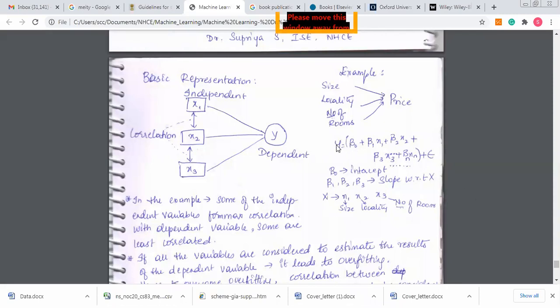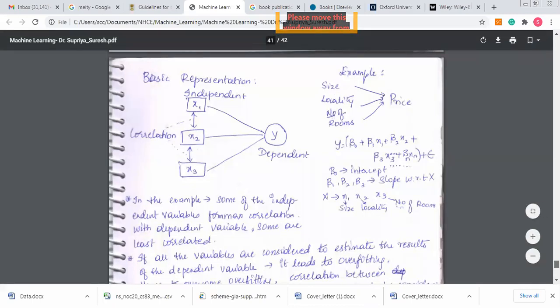So when I'm writing this as an equation, I'll write y is equal to beta 0 plus beta 1 into x1 plus beta 2 into x2 plus beta 3 into x3 plus beta n into xn plus epsilon, where beta 0 is the intercept. We know the equation of the line, or the actual values with respect to the weights. Beta 1, beta 2, beta 3 are the slopes with respect to x, where x is x1, x2, x3. The parameters are the size, locality, number of rooms, amenities, and many more. We normally represent this in the form of an equation for easier understanding.